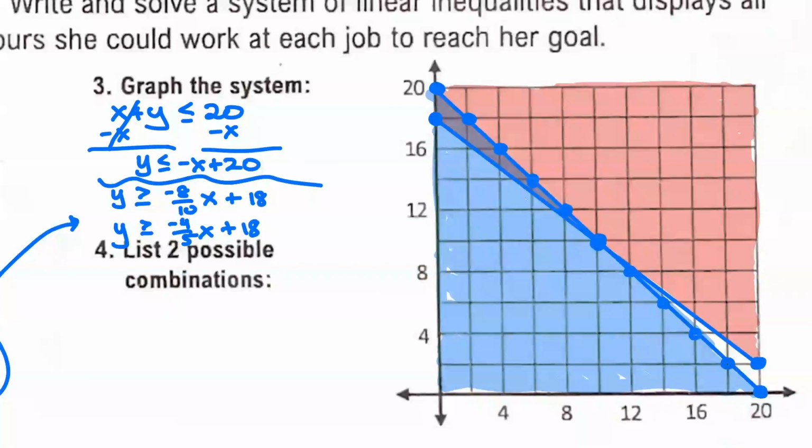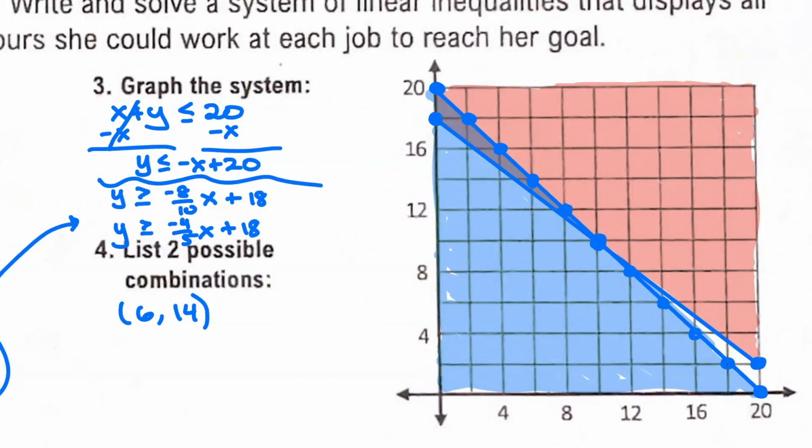And because both lines are solid, any point on those triangles technically is shaded twice. You guys have done an excellent job of understanding that concept. So I'm going to find two possible combinations. Remember, I'm looking for anything inside this triangle, including the dots on the line, because the line is solid. So this point is actually going to work. What point is that? That's 6 comma 14. 6 comma 14 is a solution.